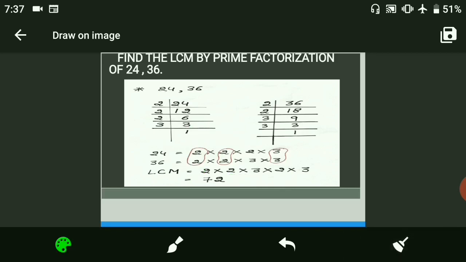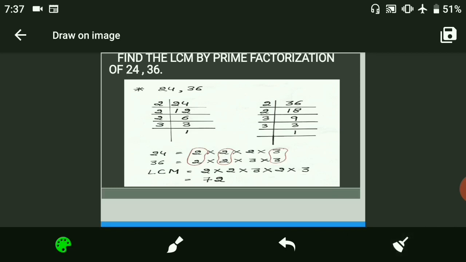Clear? Now you will find out the maximum number of 3's comes in which number. In 24, 3 comes only 1 time. In 36, how many times does 3 come? 2 times. So you will copy down both the 3's in the LCM. See, 1 and 2 3's. So 2 3's I have taken from 36. Clear? Now you multiply all these numbers, you will get 72.